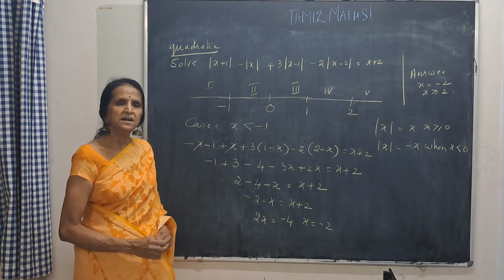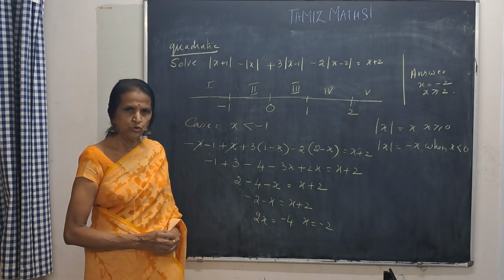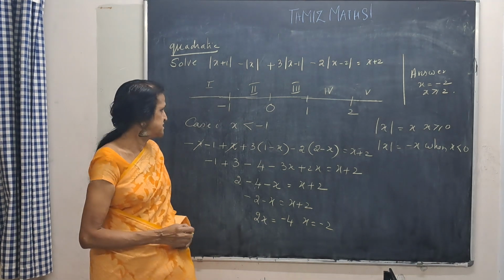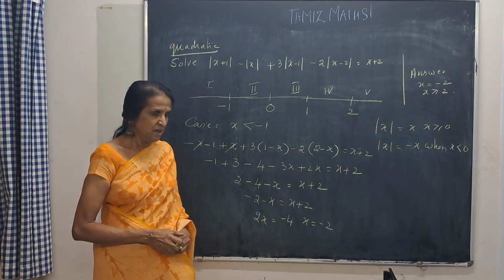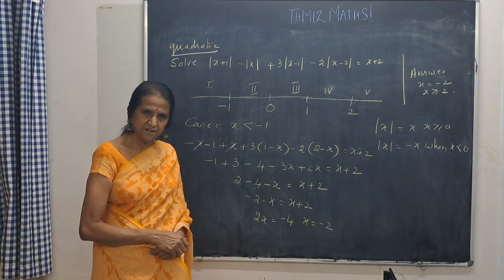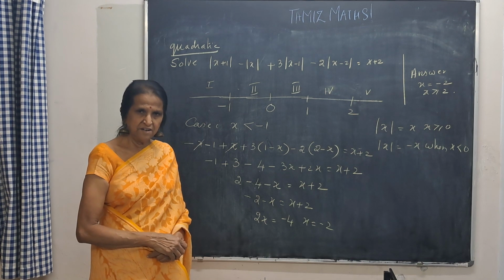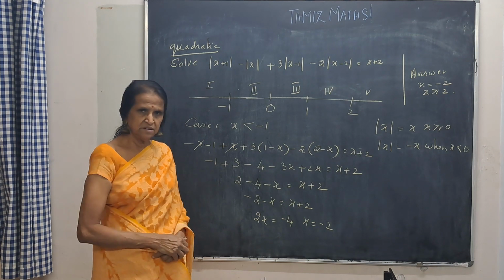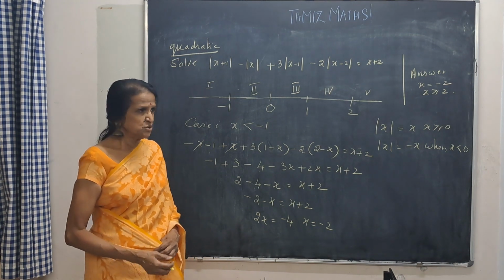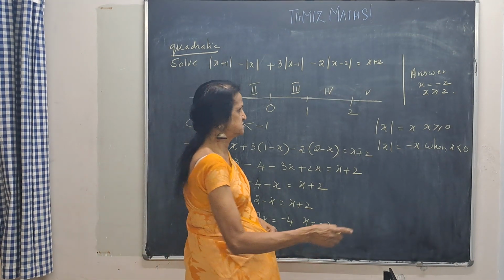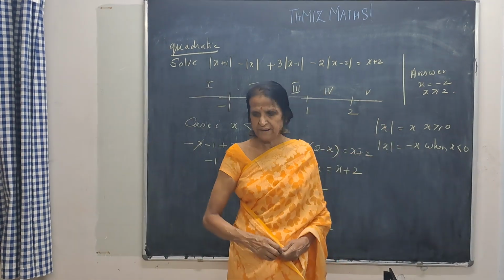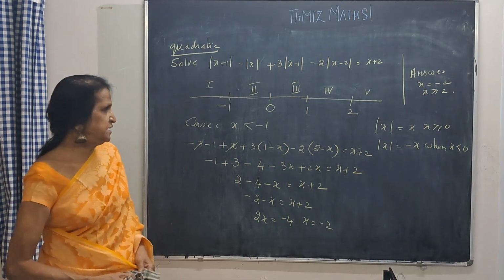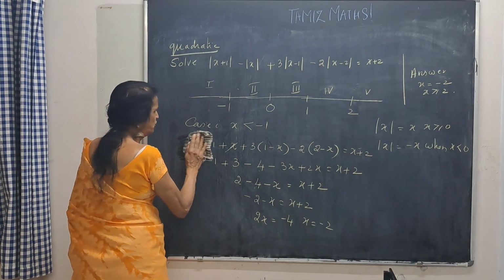We can't blindly accept our answer. What do I mean by that? What is the interval we have considered? x is less than minus 1. Does our answer lie in that interval? Is x equal to minus 2 in that interval? Of course. So we have the first part of the answer, x equal to minus 2. That is our case 1 and that is interval 1. So let's go for interval 2.